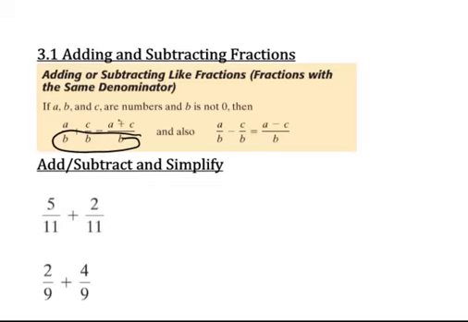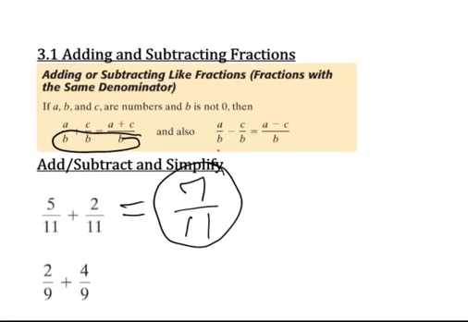Okay, so the directions tell us to add or subtract and then simplify. Adding or subtracting fractions with the same denominator is pretty simple. All we need to do is add the numbers on top. 5 plus 2 is 7. The number on the bottom stays the same. It stays as 11. Since I can't reduce 7 over 11, that's my final answer.